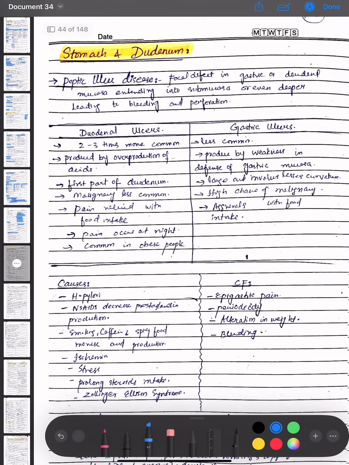Okay, so the first topic that we are having in stomach is peptic ulcer disease. What is peptic ulcer disease? It is a focal defect in gastric or duodenal mucosa extending into submucosa or even deeper, leading to bleeding and perforation. We are having duodenal ulcers and gastric ulcers.